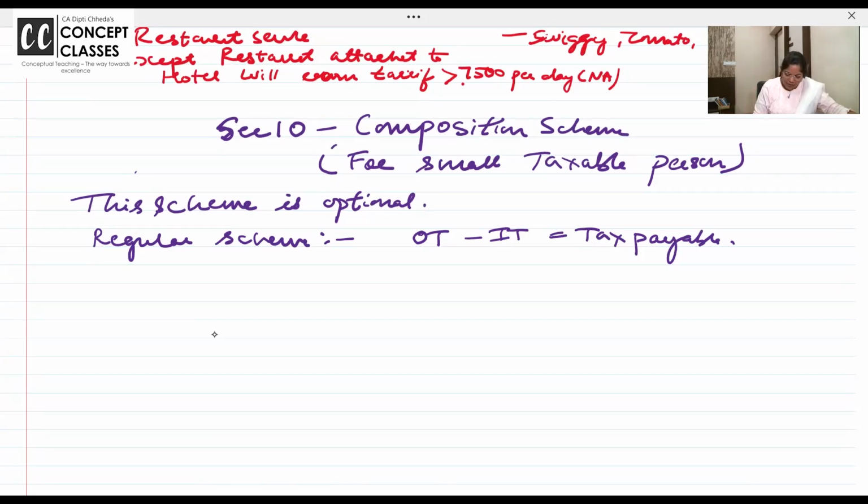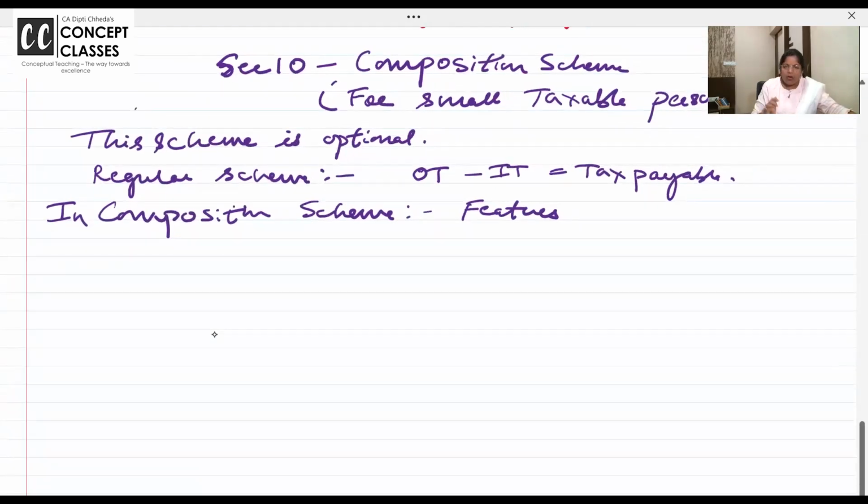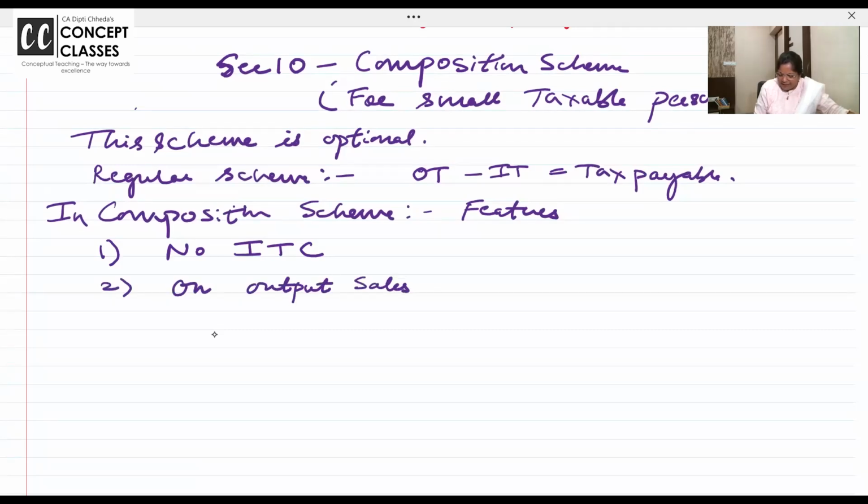That's my regular scheme. In composition scheme, now write down features. In composition scheme, put a dash and write down features. Number 1, no input tax credit. You will not take input tax credit on output sales. Nominal tax. What are those nominal tax rates? I'll say. But you cannot take input tax credit. You are a chota mota composition dealer or trader or manufacturer, and on your output tax you pay nominal tax.